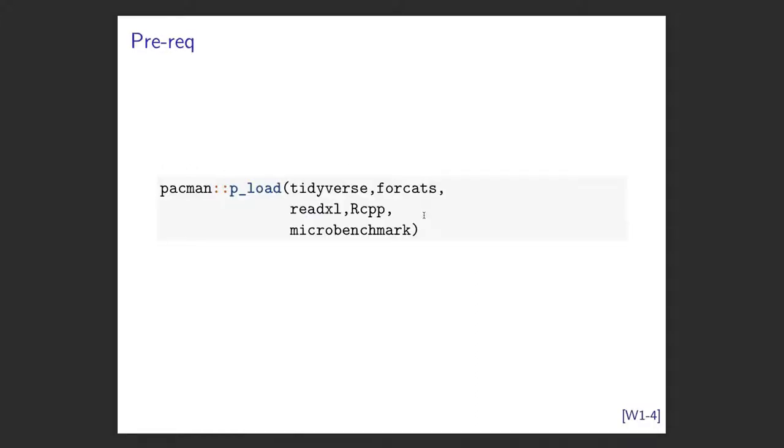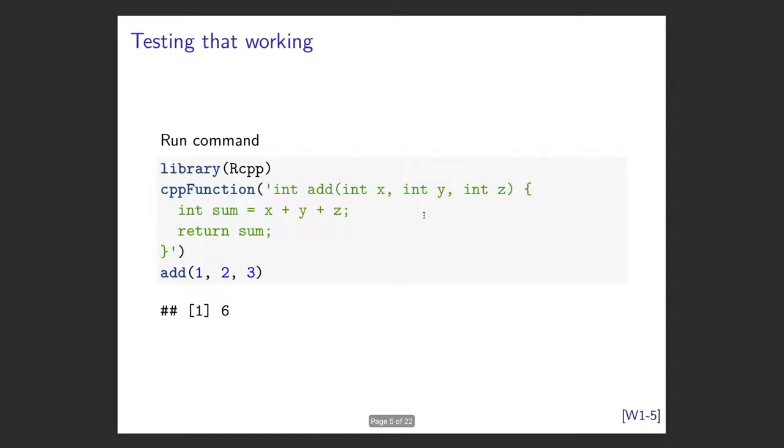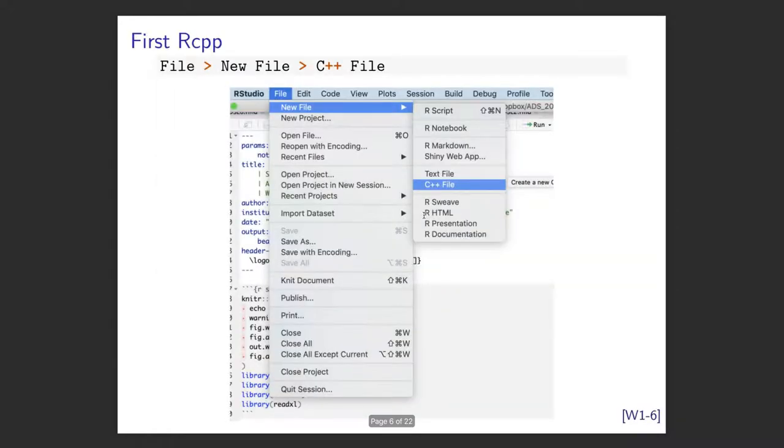Here are our prerequisites. We're going to use tidyverse, forecast, readxl, Rcpp, and microbenchmark. Hopefully, before you got in today, you copied and pasted this into your R console, you ran it, and you got the answer 6. Good. Right, let's actually do our first ever RCPP file.